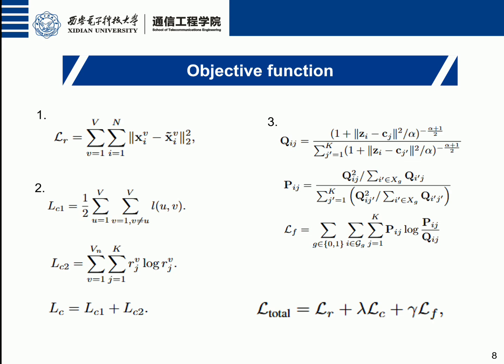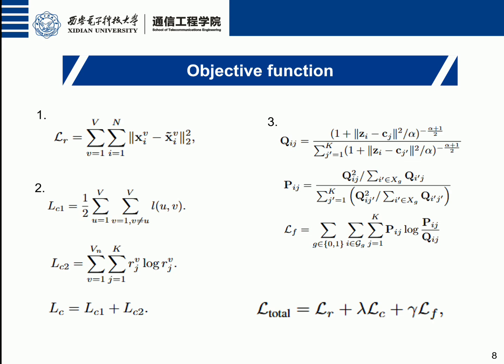Specifically, for each view V and each sample I, we compute the squared difference between the original input x_I_V and the decoder output x_I_V, then sum over all views and samples. This ensures that the encoder and decoder can effectively capture and restore the information of the original data, thus improving the robustness and expressiveness of the features. In the code, this loss is implemented as the mean squared error, MSE, between the input and reconstruction for each view.